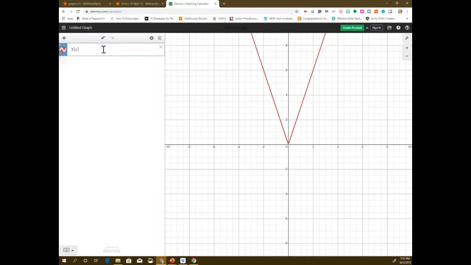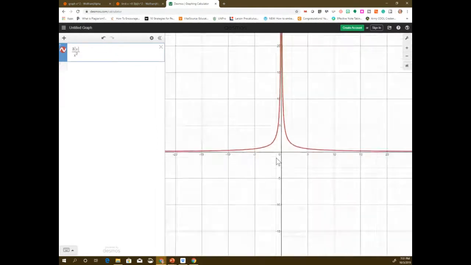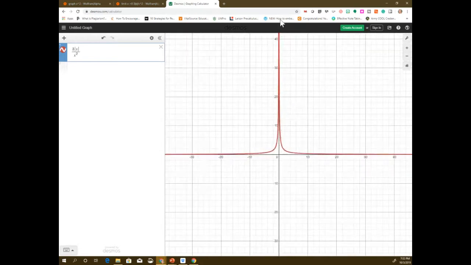Three absolute value of x divided by x squared. So you can see as I zoom out, it definitely gets straighter and straighter, and it's going to infinity. So this is an example where you may get a different answer for the limit based off of whether you used a table or if you use a graph.